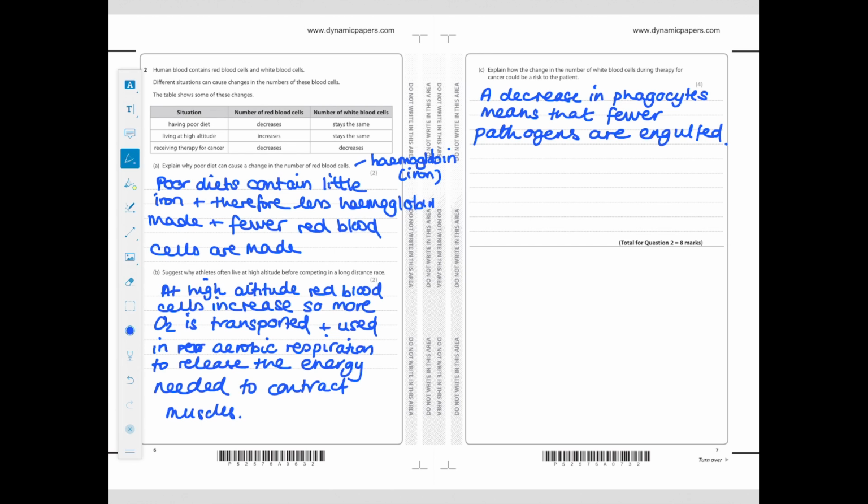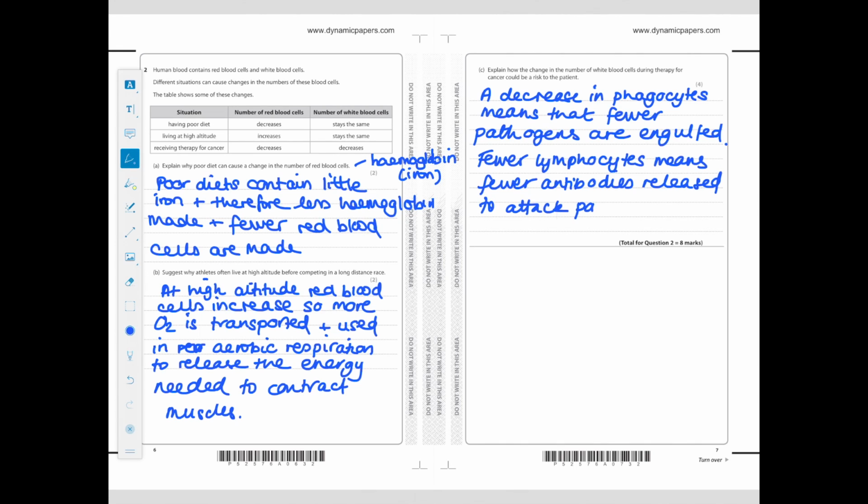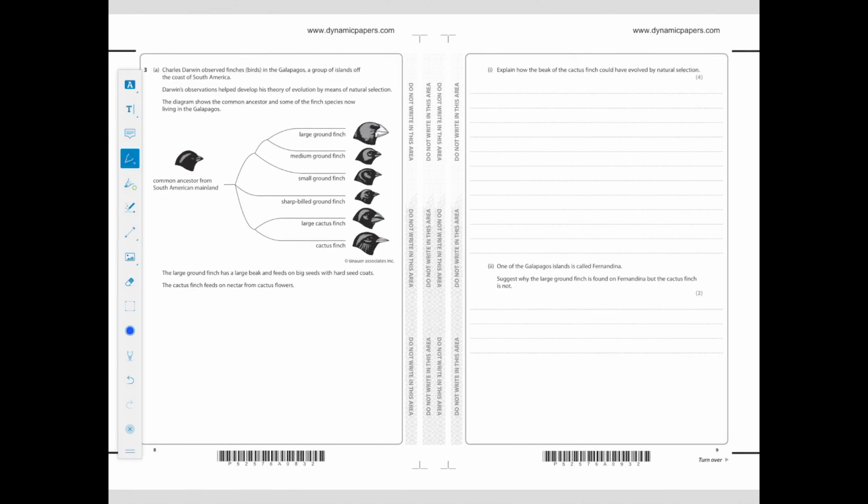On top of that, it means that you have fewer lymphocytes. They're the second type of white blood cell you need to know about. And remember that lymphocytes produce antibodies which attack the pathogen. So fewer lymphocytes means fewer antibodies released to attack pathogens, e.g. the influenza virus. It's nice to give a bit of context and a few examples if you can.